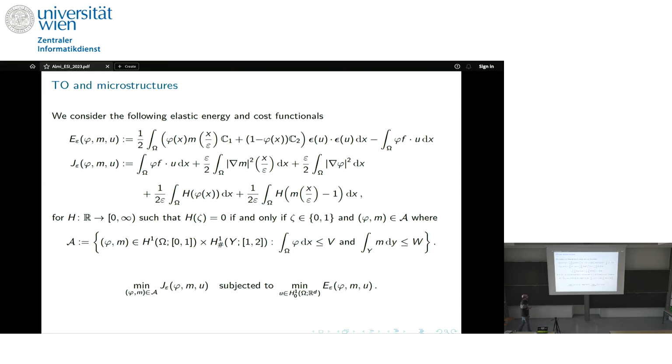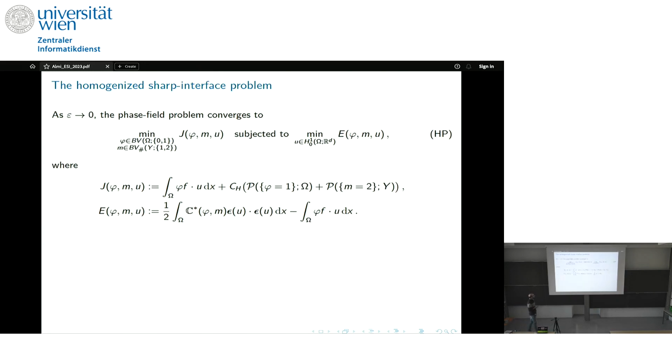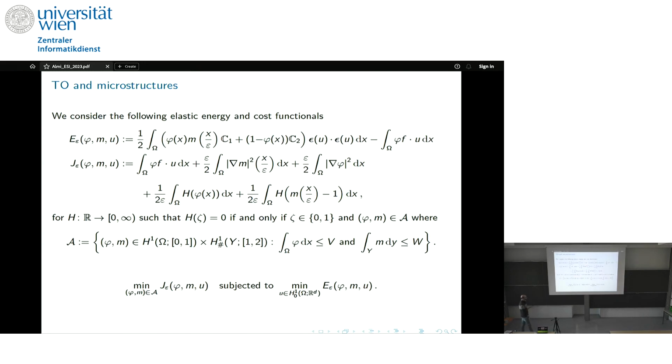Good. So the problem that you set up is, of course, this one. So you minimize your cost functional, and it's subjected to the equilibrium, the elastic equilibrium, okay? Where I recall that this energy here, written up here, is the elastic energy minus the applied forces. Okay, so of course there exists a solution. What I care about is somehow, again, optimality conditions.